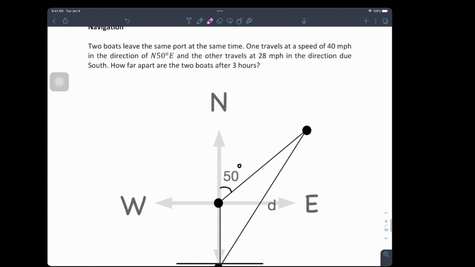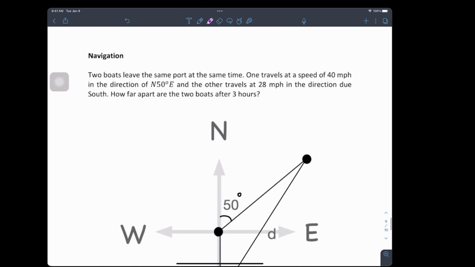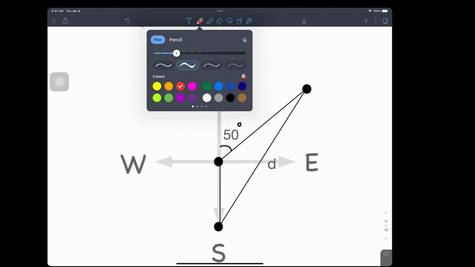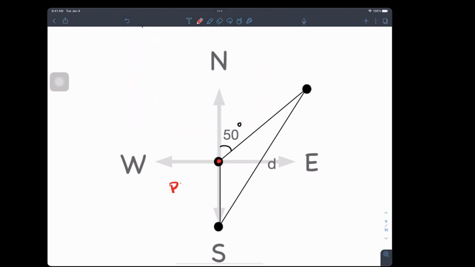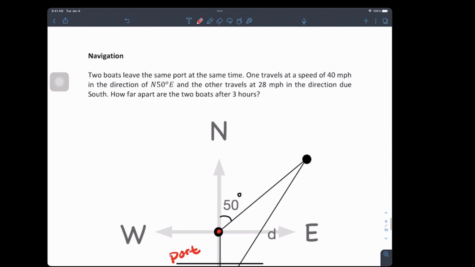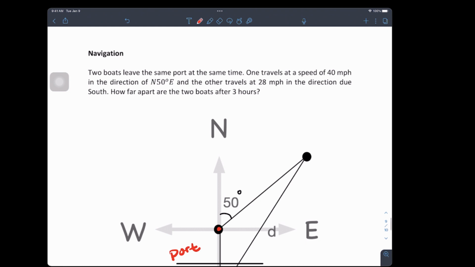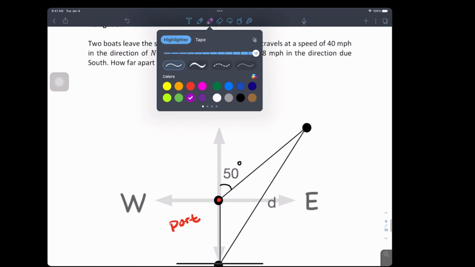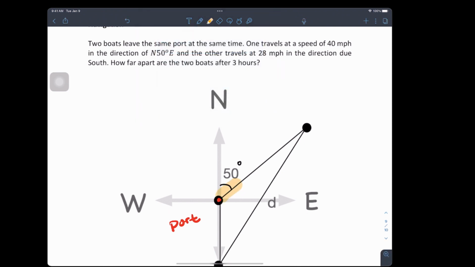So take a look at this one here. This is exactly the same kind of question. Navigation. Two boats leave the same port at the same time. This is where the port is, right there at the origin. Even though you say that's not really an origin, that's a compass, well, kind of. So there's your port. One travels at a speed of 40 miles per hour in the direction of north 50 east again. So that is northeast. There's your 50.